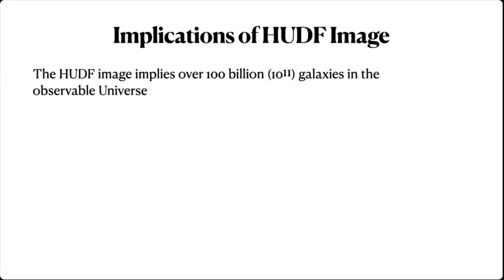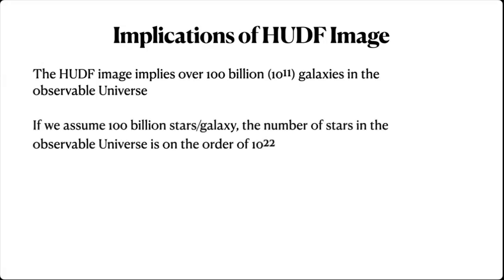So what are the implications of all this? Well, we have our 100 billion galaxies. If you assume that there are about 100 billion stars per galaxy, which seems to be a reasonable number, then you get 10 to the 22 stars. That's a 1 with 22 zeros after it.